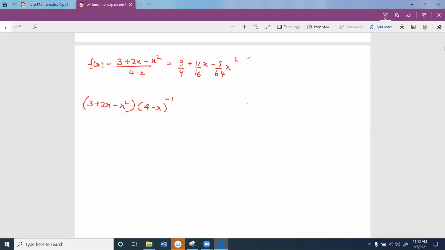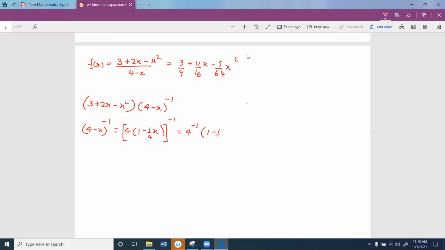So I just write 4 minus x to the power minus 1. To make it into the universal binomial expansion form, this should be 1, so I can take 4 out. 1 minus 1 over 4 x, to the power minus 1. So that turns out to be 4 to the power minus 1.